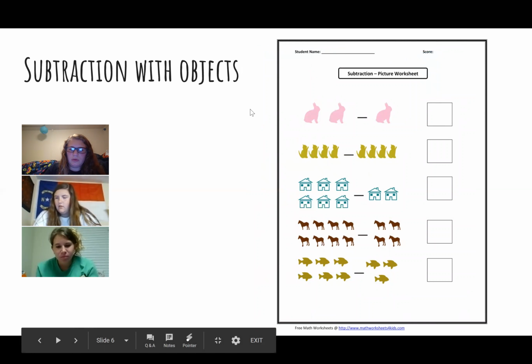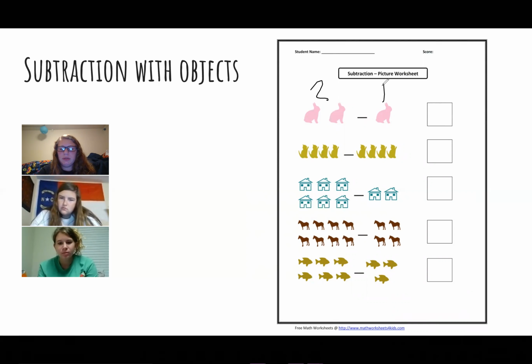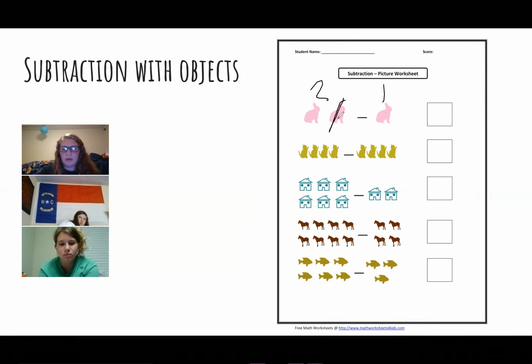Now we're going to move on to subtraction with objects. So I'll do the first 2. This one is 2 minus 1. And with subtraction, you just use the first number, and you take the second number away from it. So the second number is 1. How I would do it, you just mark out the first one, so you only have 1 left.